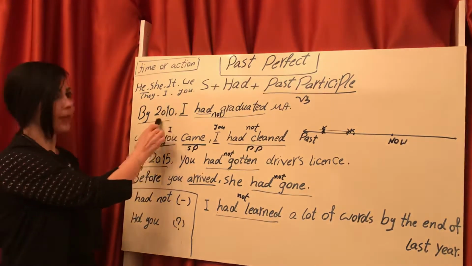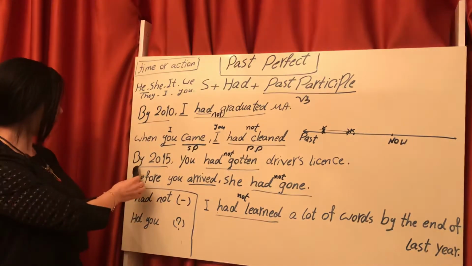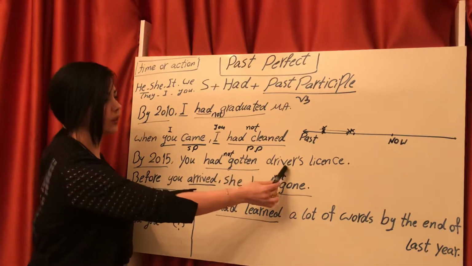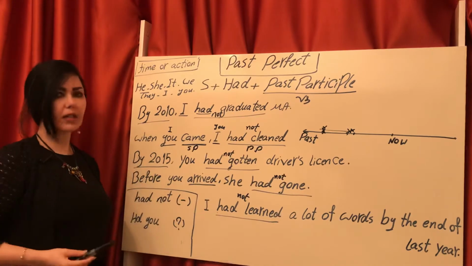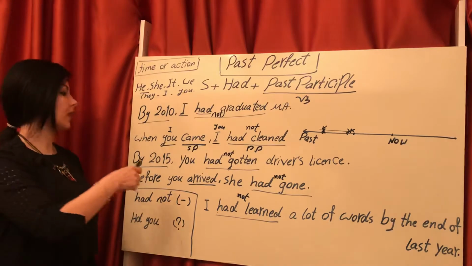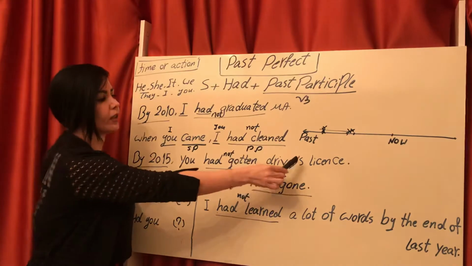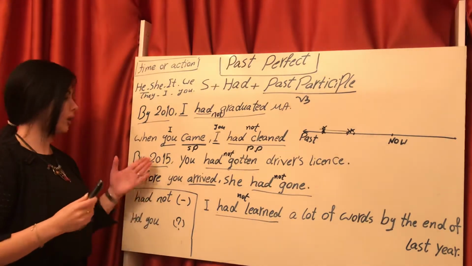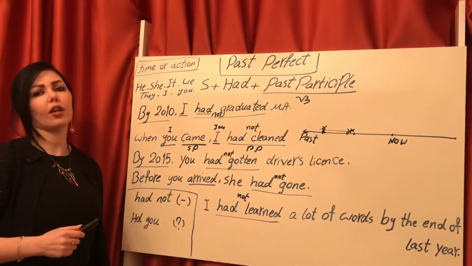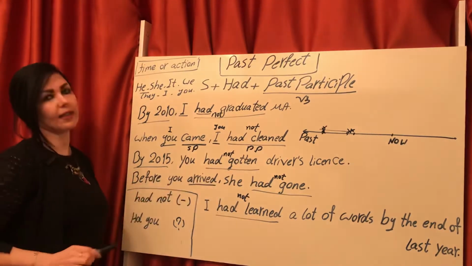So, at this specific time, we did some action. Or here, by 2015, you had gotten a driver's license. Driver's license means a card for driving. You need it for driving. So, by 2015, you had gotten a driver's license. Before 2015, you got this card. So, we use past perfect for this sentence.